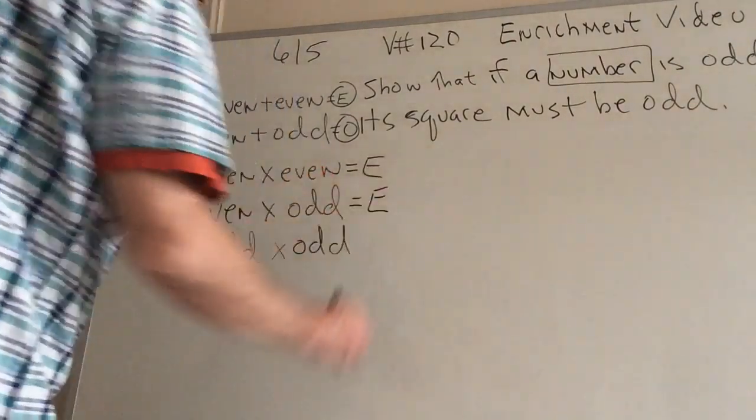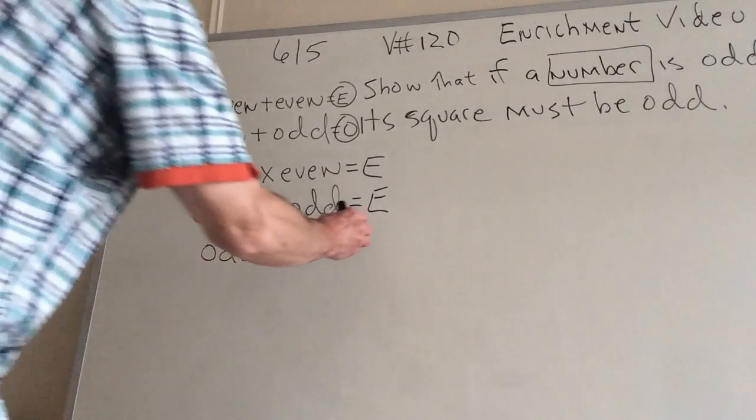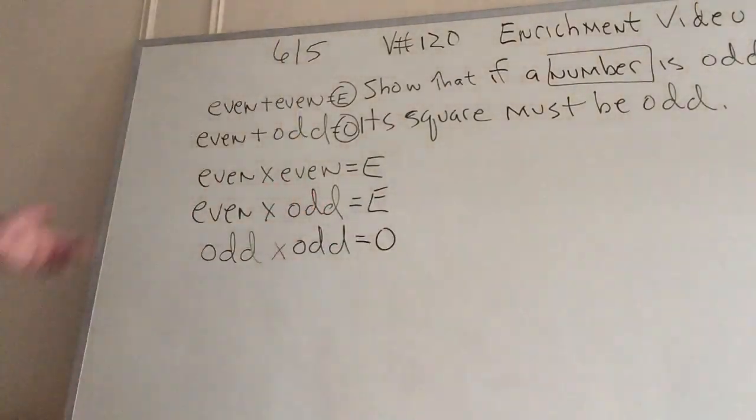2 times 3, 2 times 5, 4 times 5, 10 times 7. You go on and on. You'll never find any exceptions to that rule. And finally, an odd times an odd must equal an odd. Just do it in your head.